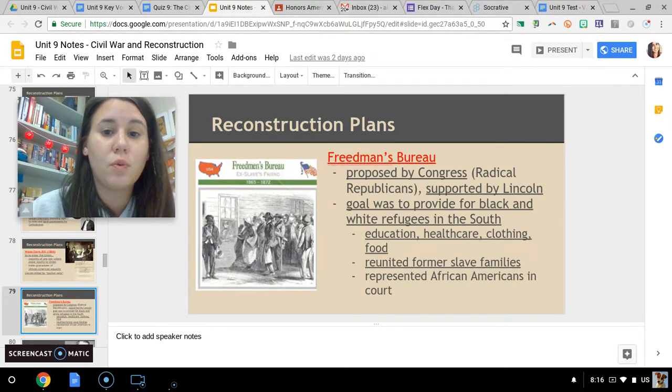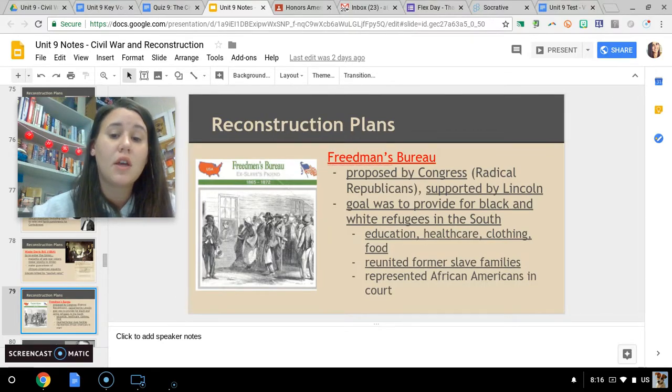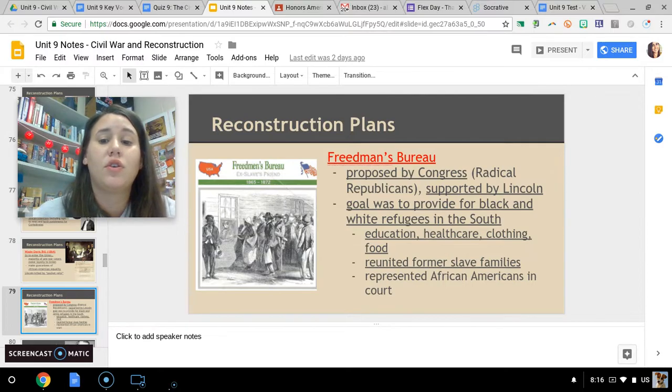The Freedmen's Bureau was established after the Civil War. This was another thing proposed by Congress, especially the Radical Republicans, but also supported by Lincoln. The goal was to provide for Black and white refugees in the South, providing them with education, healthcare, clothing, and food in the hard times after the Civil War. Another key part was reuniting former slave families who may have been sold to different plantations, bringing them back together, and also representing African Americans in court.